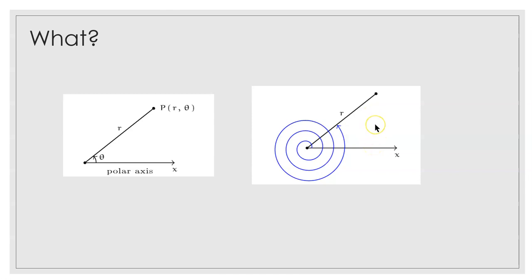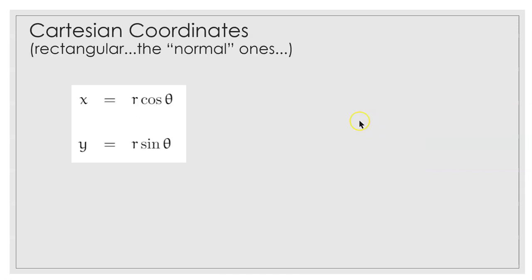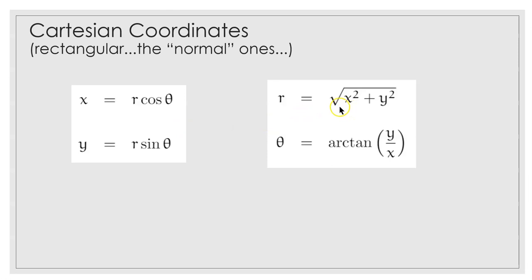So what can we do with this? Well, we want to be able to go back and forth between the two. We know from doing that trig unit circle thing that x is r cosine theta and y is r sine theta. To go the other way, r is the radius, so it's the square root of x squared plus y squared, and theta is the arctan of y over x. So let's do a couple of conversions.